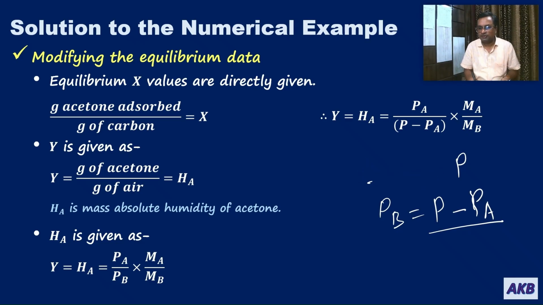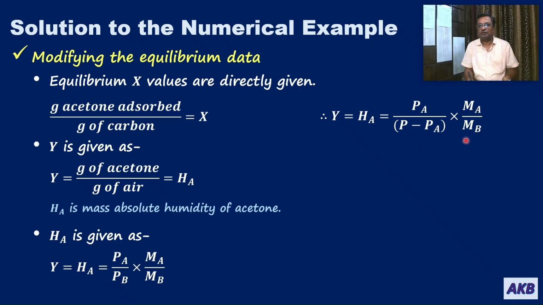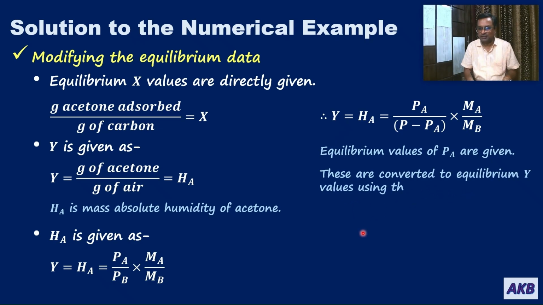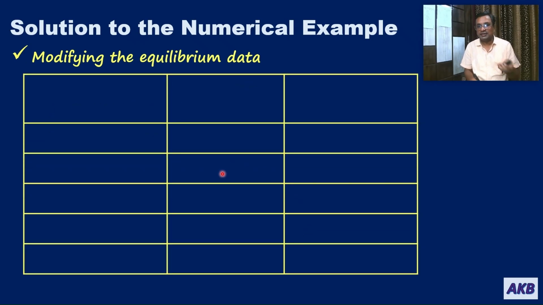So capital Y, which is mass absolute humidity of acetone, is equal to partial pressure of A divided by total pressure minus partial pressure of A, into molecular weight of A divided by molecular weight of B. Now equilibrium partial pressures of PA are given to us, and by using this equation you can convert equilibrium partial pressures to equilibrium Y values. We are going to do that next.